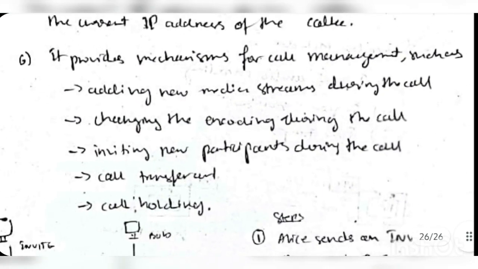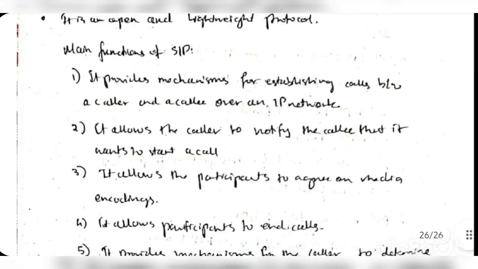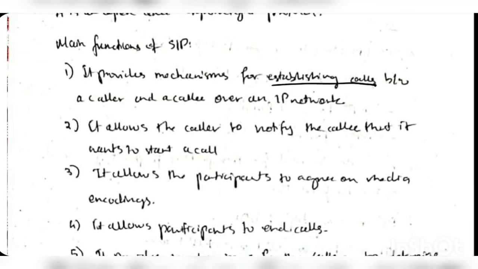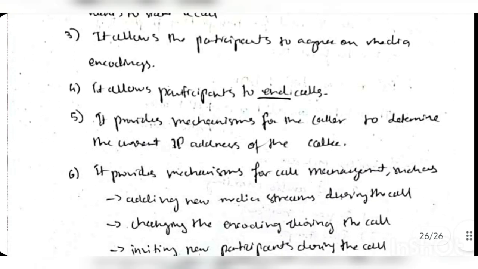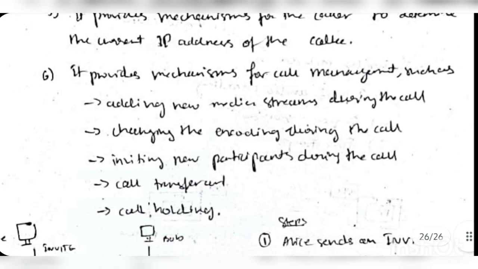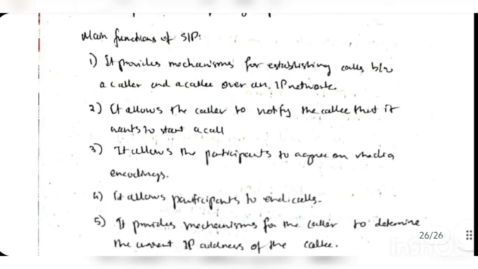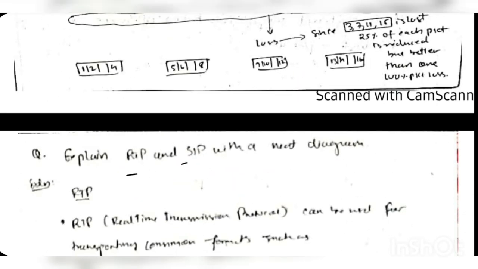Okay, the things you have to mention are the functions. It is used for establishing the connection between caller and callee over an IP network. It allows the caller to notify and verify who is on the call, it allows the participants to agree on the media encoding, and it allows participants to end the calls, and the IP address is also verified before the calls. That's basically all about the SIP protocol. So that's all you have to mention in the 2 points of RTP and SIP. Okay, and make the diagram for each of these.